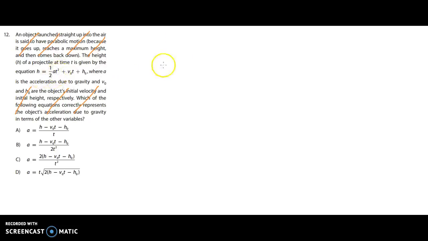So here, let's set this up. We have H is equal to 1/2 AT squared. Anybody that's taken some intro physics knows what this is about. Plus V sub 0 T, plus H sub 0. Okay, well, let's just solve for A. It's not in the denominator, so that's a plus, but we do have these other terms that we should get rid of.